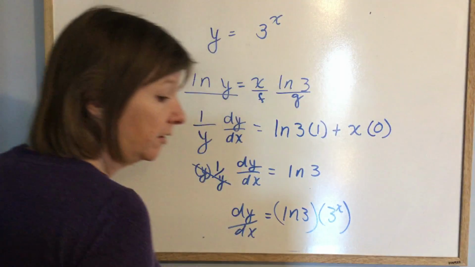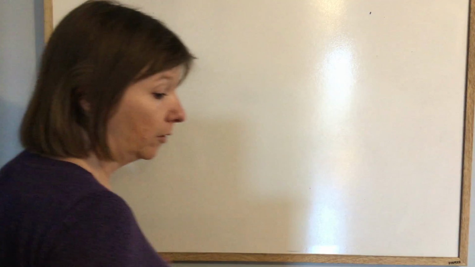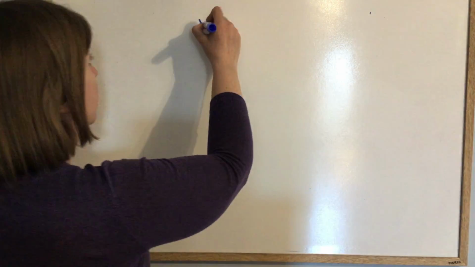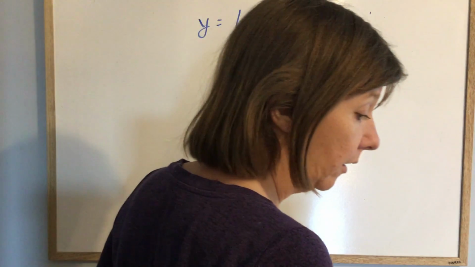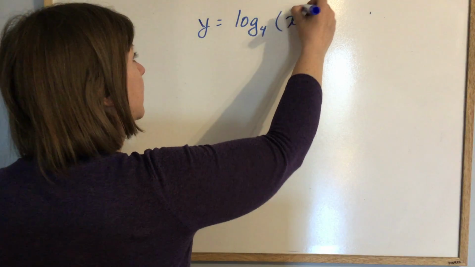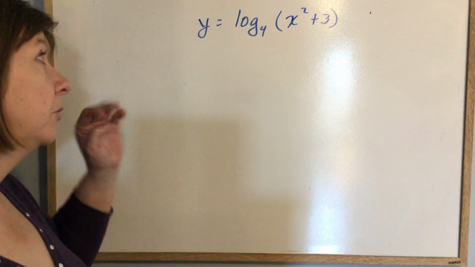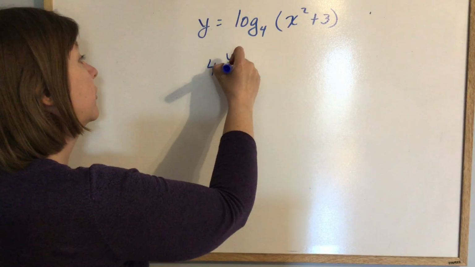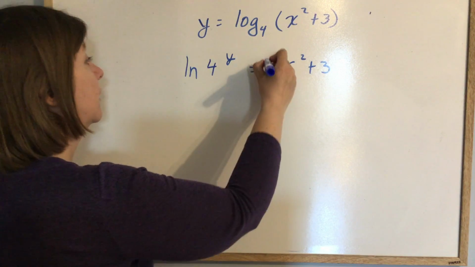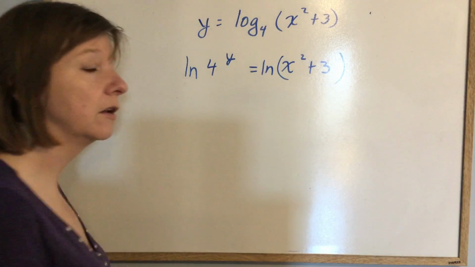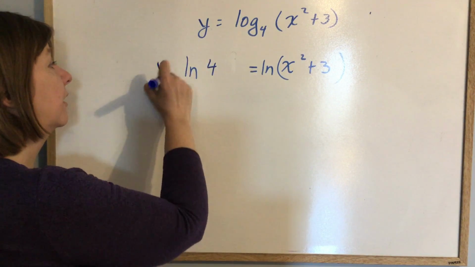D is going to be done exactly the way I did B. So in D, it's y is equal to log 4 of x squared plus 3. So again, that's in logarithmic form, can't use it, so I'm going to change it. 4 to the y is x squared plus 3. I'm going to take the ln of this side. I'm going to use my power rule to bring my y down in front.